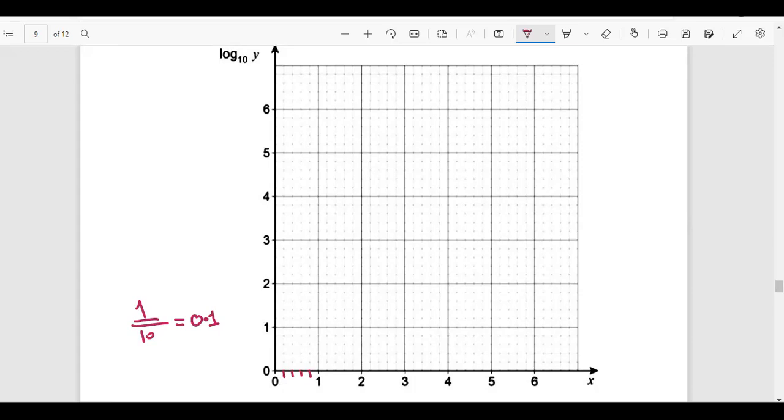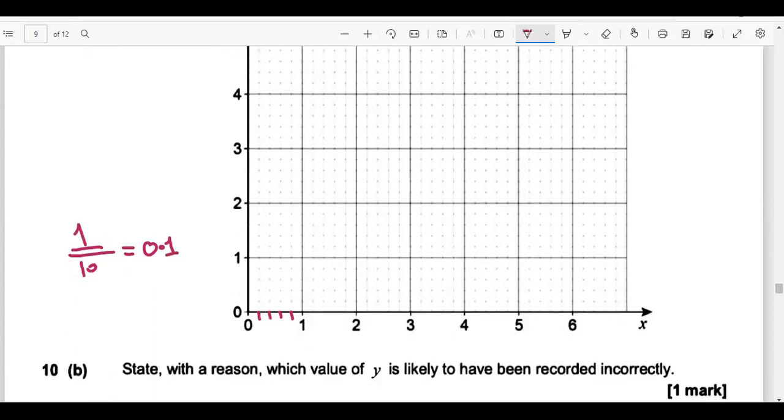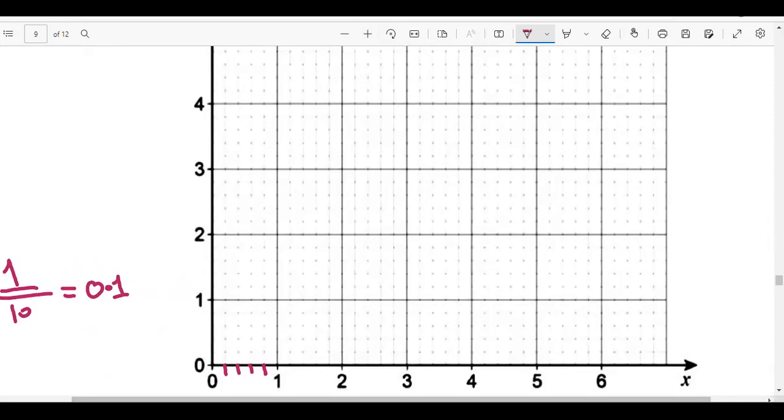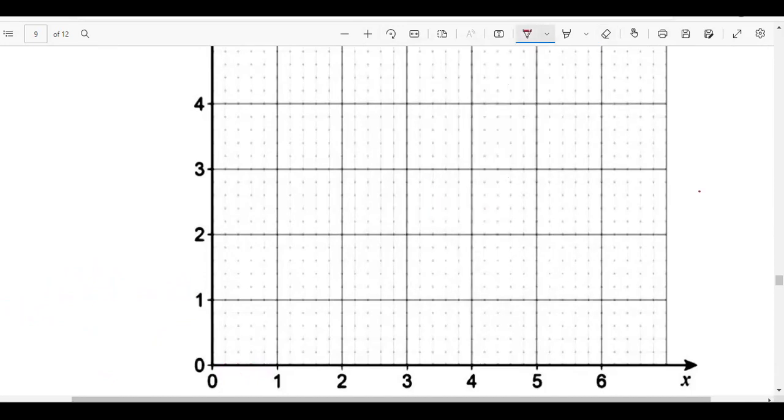Yes. The first point is 1 comma 1.1. So the x coordinate is 1 and the y coordinate is 1.1. I'll zoom in so we are able to make the correct thing because we will be using this shortly. So x is 1 and y is 1.1. It is going to be somewhere here, right? Yes.